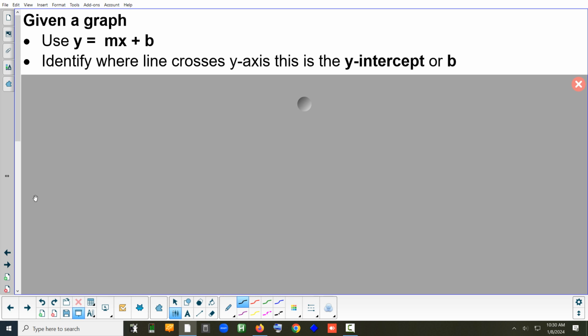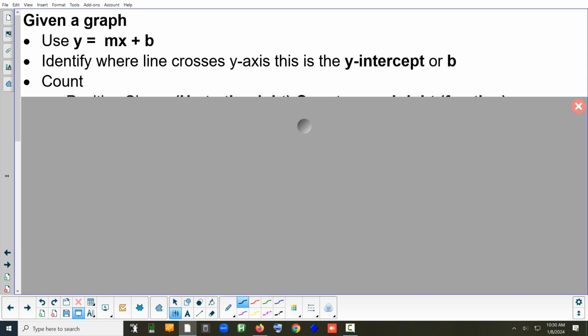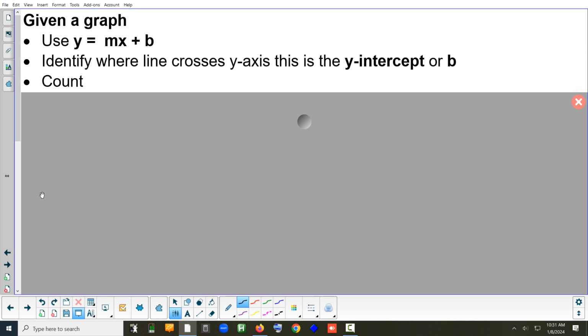Well, we're going to do one in a second. So identify where the graph crosses the y-axis, and this is the y-intercept. You want to write in what's bold. And then the second step is we need the slope. Well, the slope, what was the formula again? It had those two words that begin with R. Rise over run.